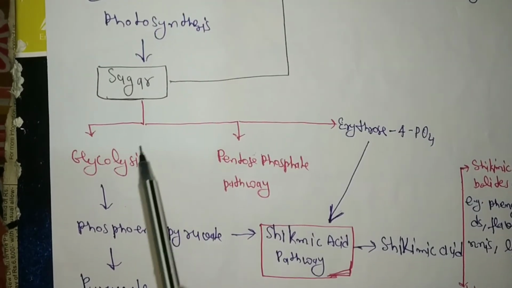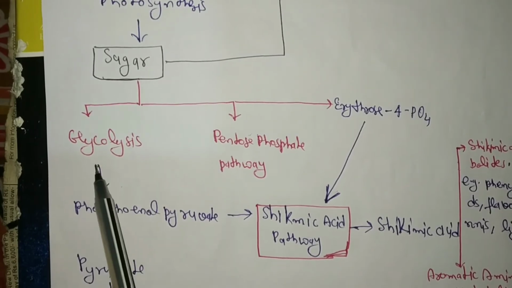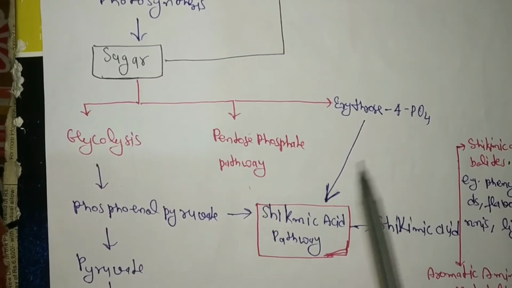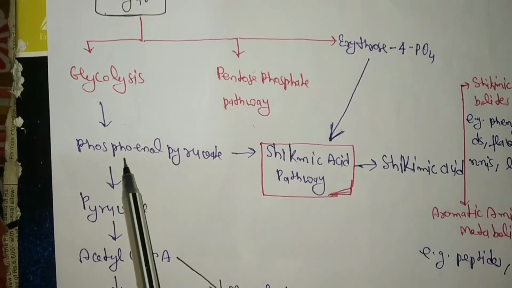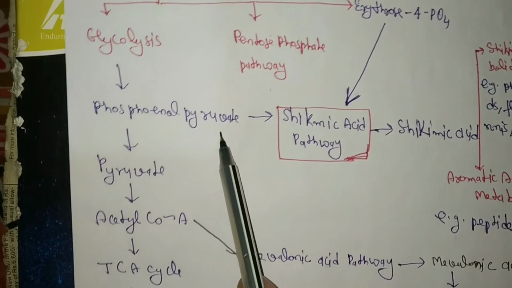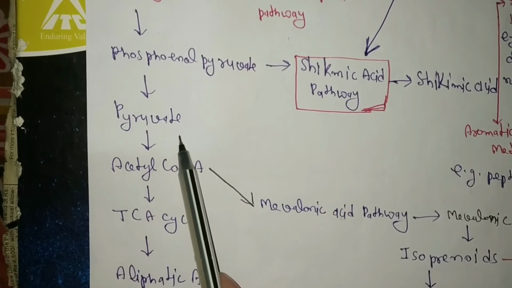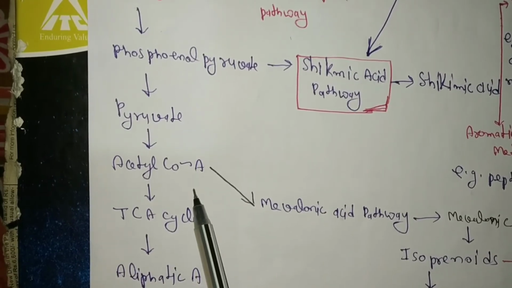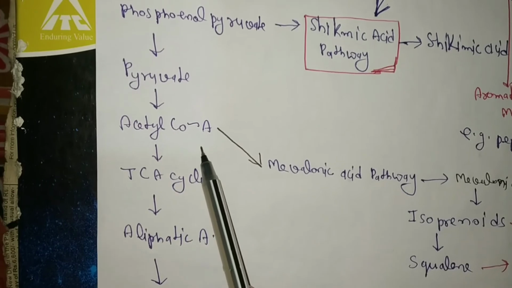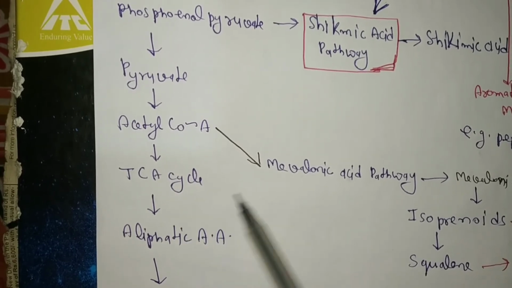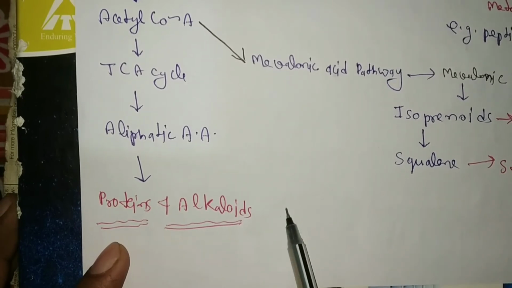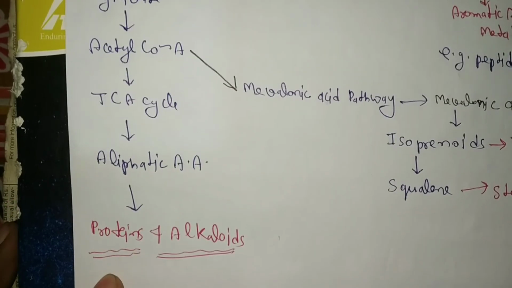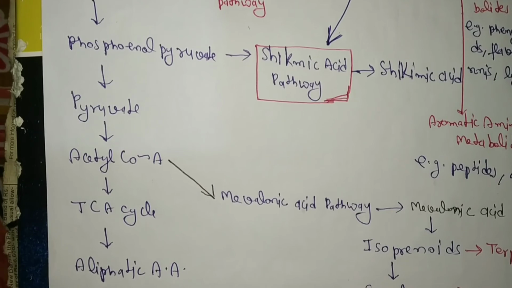Whereas sugar is also metabolized by glycolysis, the pentose phosphate pathway and the erythrose 4-phosphate pathway. In glycolysis, first of all phosphoenolpyruvate forms, then pyruvate, then acetyl coenzyme A, containing 2 carbons, which undergoes the TCA tricarboxylic acid cycle to form aliphatic amino acids, like proteins, and alkaloids. Both are important components for human beings, and also plants.